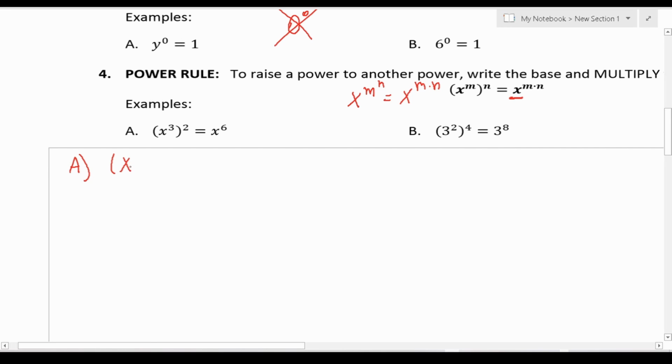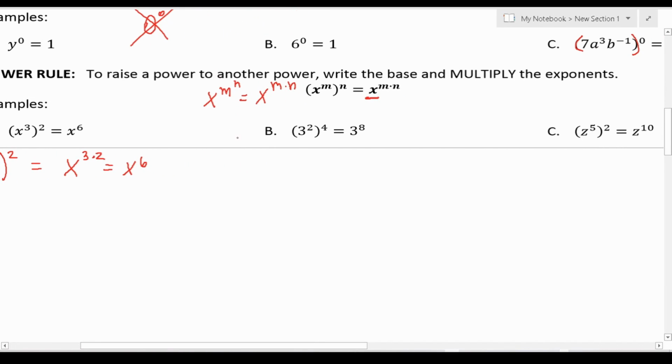We have x to the third squared. Again, this is saying take base x to the third power and square everything. So in light of that, we're going to use the power rule. To start, we're going to write down the base, and then we're going to take this 3 and multiply it by 2. So this becomes x to the 6th.